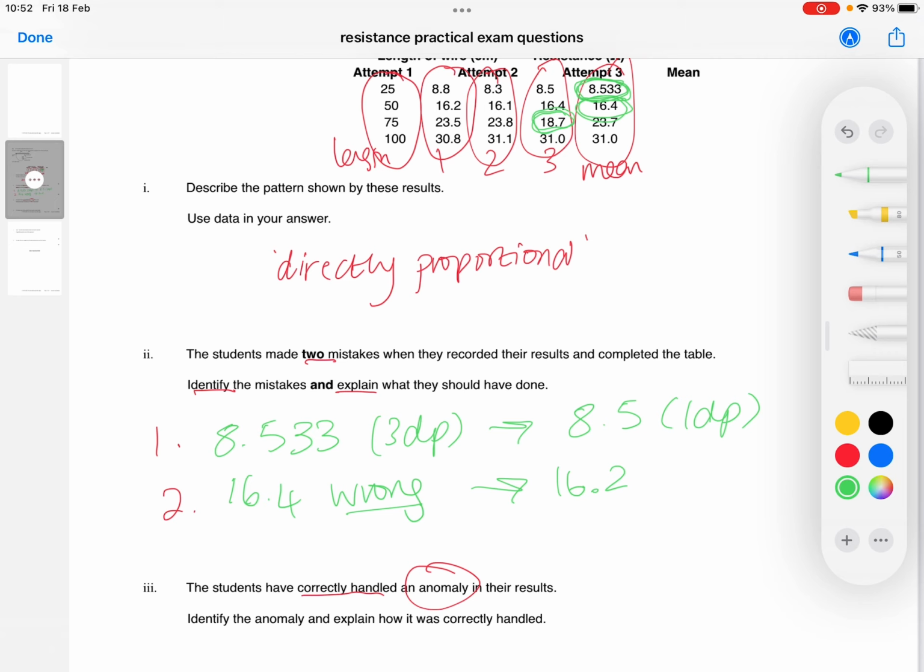Okay, can you see? Length 75 centimetres, three results: 23.5, 23.8, and then 18.7. Clearly, 18.7 is our anomaly, it doesn't fit. But how did they correctly handle it?